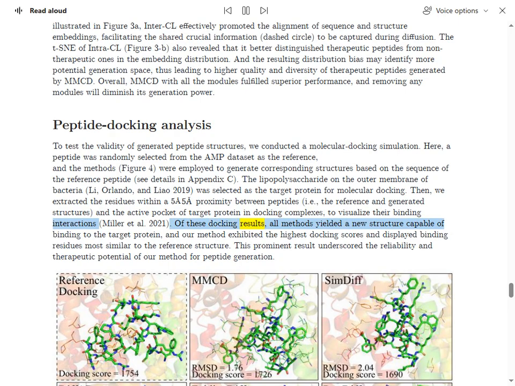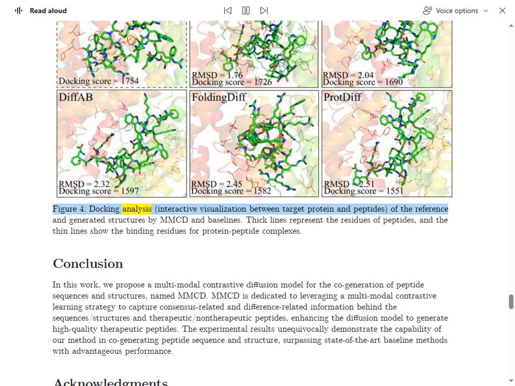Of these docking results, all methods yielded a new structure capable of binding to the target protein, and our method exhibited the highest docking scores and displayed binding residues most similar to the reference structure. This prominent result underscored the reliability and therapeutic potential of our method for peptide generation. Figure 4. Docking analysis. Interactive visualization between target protein and peptides of the reference and generated structures by MMCD and baselines. Thick lines represent the residues of peptides, and the thin lines show the binding residues for protein-peptide complexes.